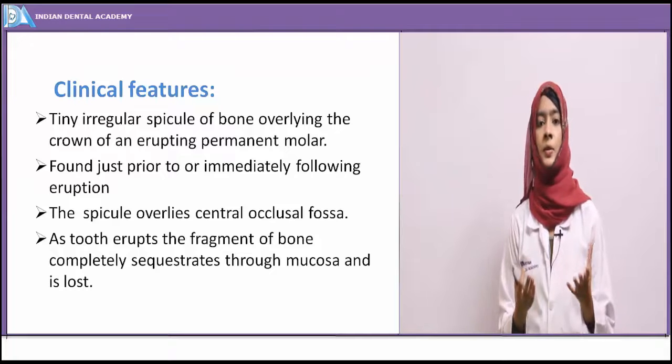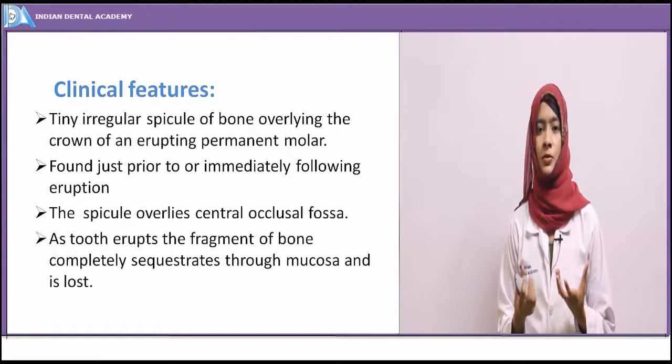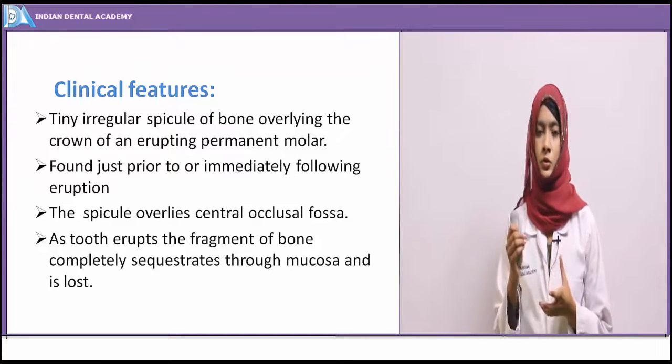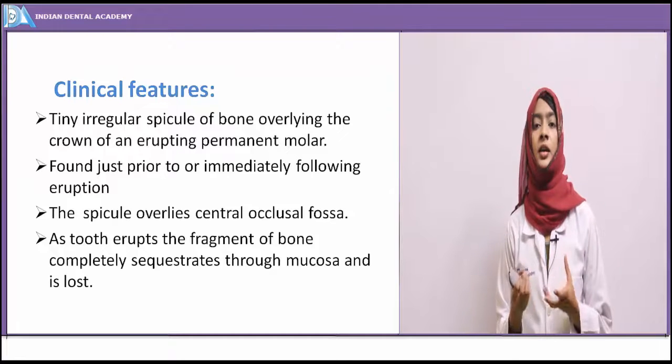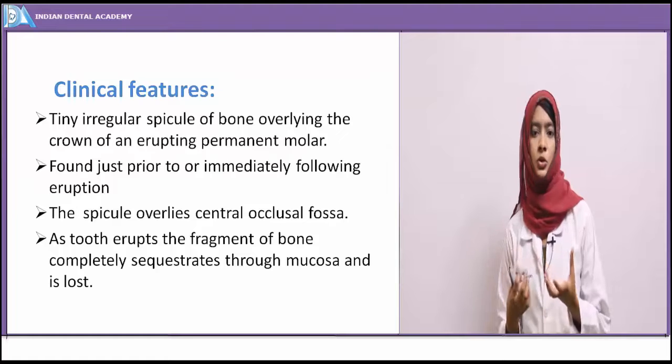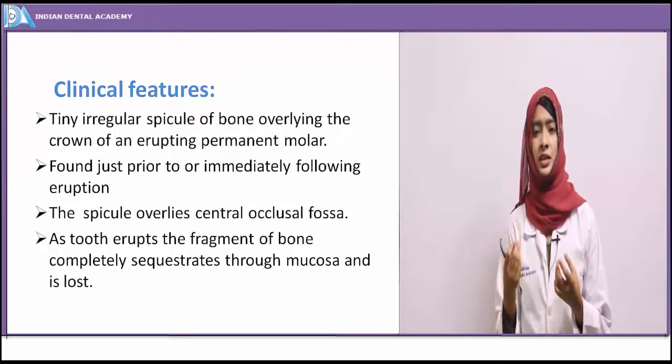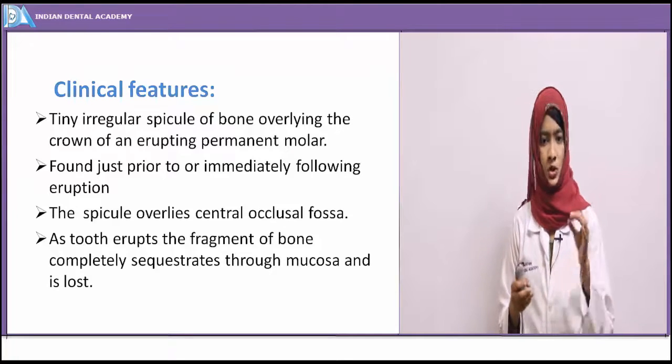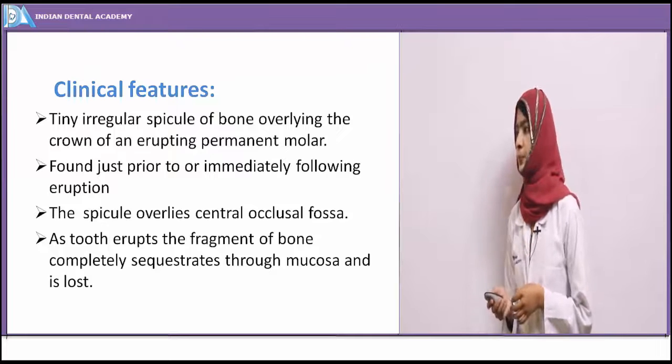What are the problems associated? During the time of eruption of teeth, the child may complain of soreness in the area. Even before the tooth erupts into the oral cavity, when you are chewing or during routine activities, you tend to feel slight discomfort in the area because of the presence of the spicule.